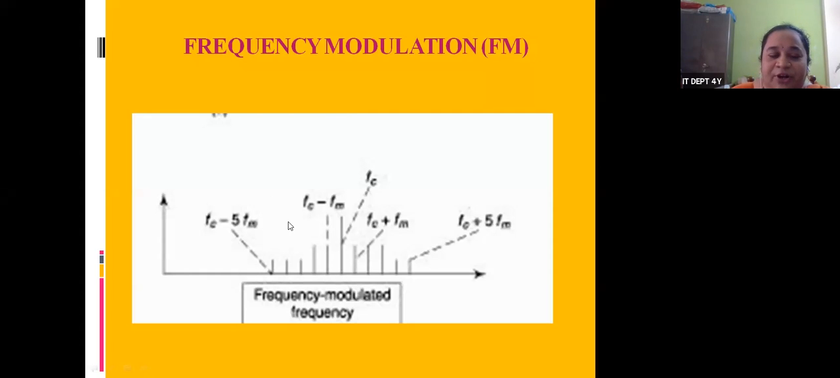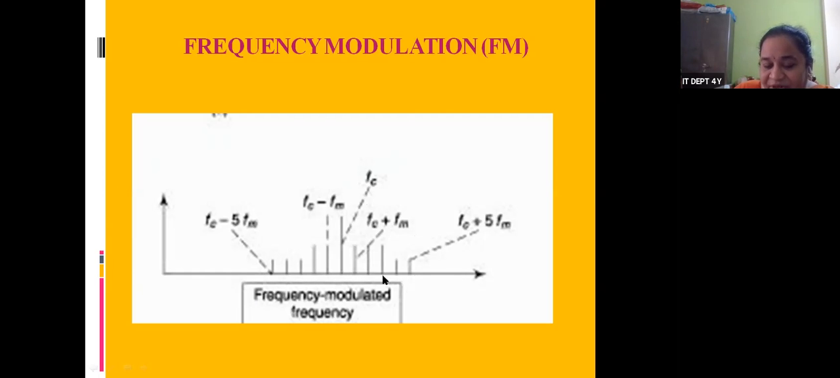Other than the amplitude modulation, the frequency modulation will have a number of terms to be varied. Why? Because frequency is going to be varying, its amplitude levels are going to be changing, and the amplitude levels are going to be represented with the frequency levels itself. Amplitude modulation has only FC, FC minus FM, FC plus FM. Here, the amplitude is going to be represented with the variation of the frequencies. So that's why the frequency modulated signal is represented with different levels.